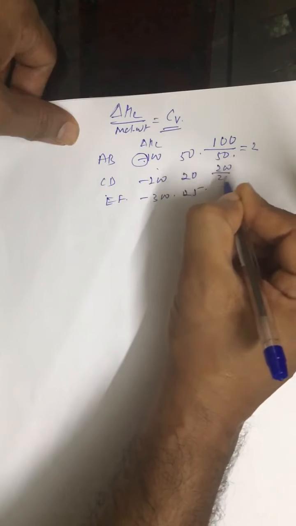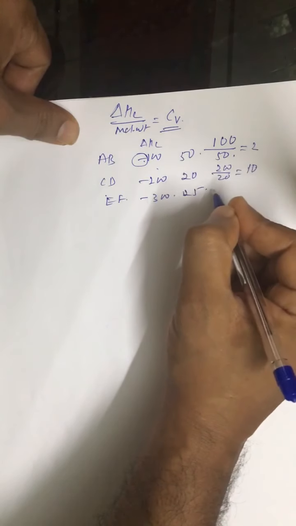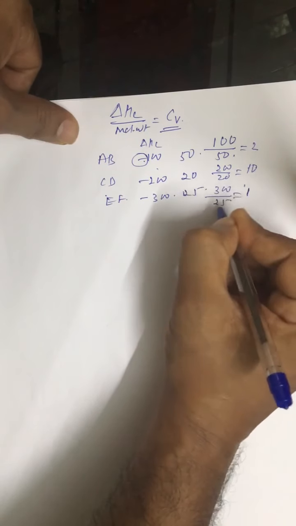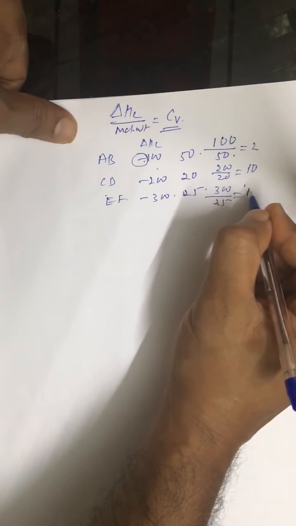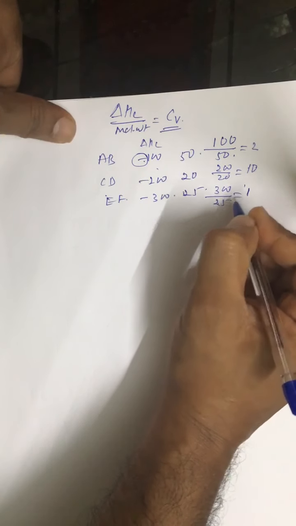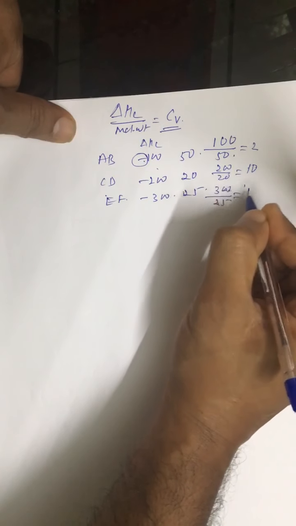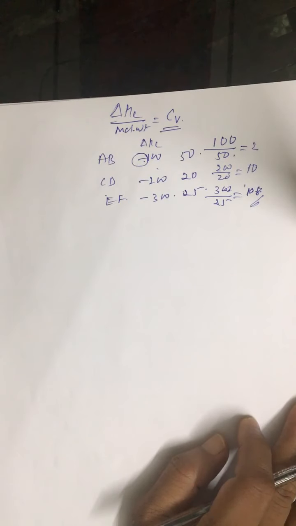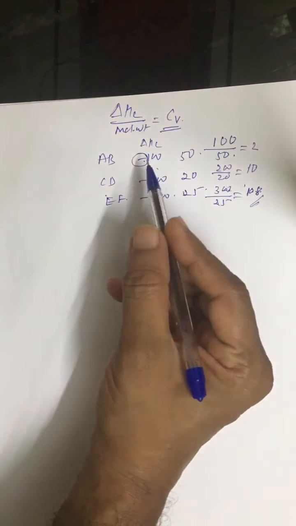So it is 200 by 20, that is equal to 10. And here it is 300 divided by 25, so it is around 12. I think it is around 10 point something, 10.8 something. So this is the best fuel, like that. So you can find out which is the best fuel on the basis of this. Is this okay?